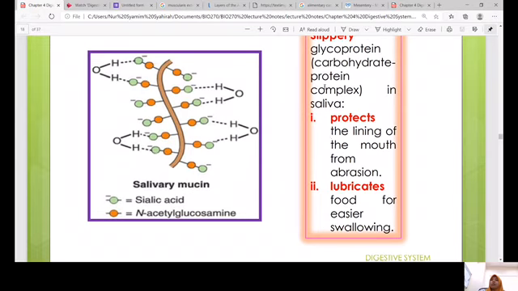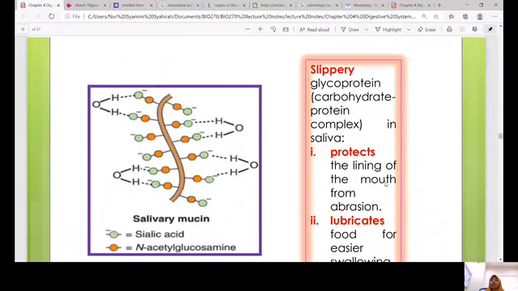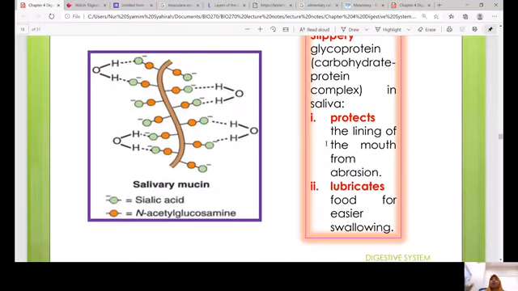So what are the functions of the mucin? The first one is to protect the lining of the mouth from abrasion. What is abrasion? Abrasion is a cut or wound or any tear. So it will protect the lining of your mouth from any cut. And then the second function is to lubricate the food for easier swallowing. So those are the functions of the mucin. The character of the mucin is slippery, so that all the food that we eat is kept moistened to help the process of swallowing and also the digestion process. So this is the chemical structure of the salivary mucin.